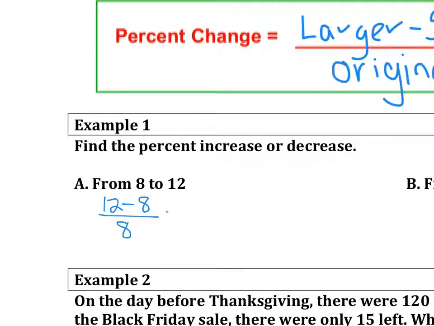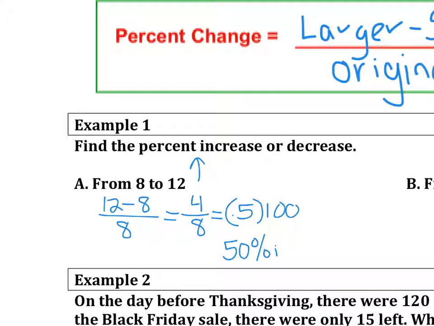And so that means that in my numerator I have 4, and in my denominator I have 8. And now I would do 4 divided by 8, and as a decimal I get 0.5. To turn that into a percent, I would multiply by 100. And I noticed that I went from 8 to 12, which was an increase. So my final answer after I multiply by 100 would be a 50% increase. And I would be done.